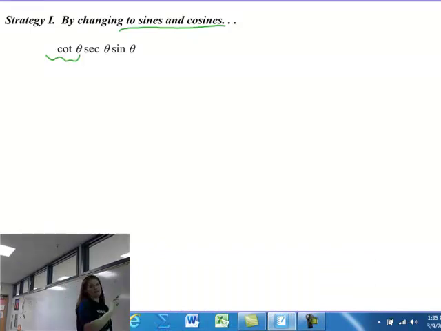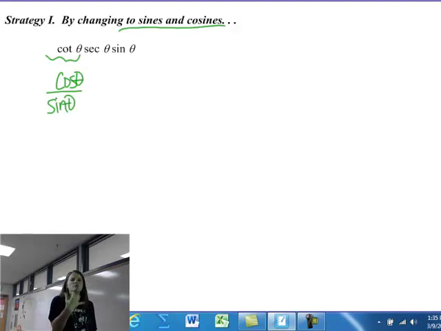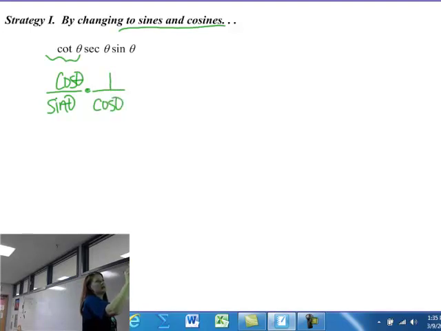Cotangent is really what? Cosine over sine. Cosine of theta over the sine of theta. Don't forget the theta. We don't say it, but you should be writing it. Okay? What is a secant again? 1 over cosine of theta. And remember, these were times. And a sine is already a sine, so I'm just going to do that. And I'm going to put it over 1 so I have fractions.